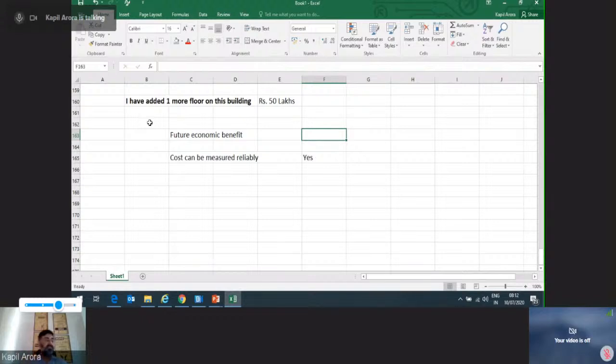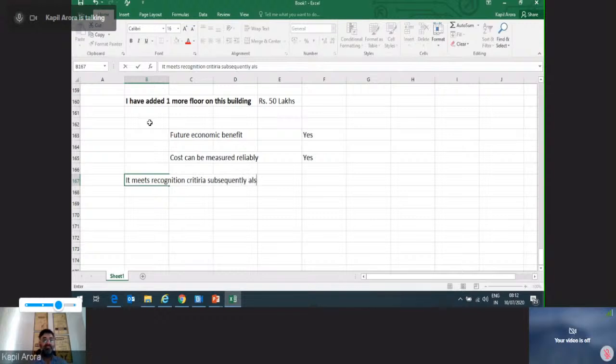Once the extra floor has been added, it will definitely give the extra future economic benefit. When it gives the extra future economic benefit, it means it is going to be added in the value of asset. So it meets recognition criteria subsequently. Hope this is fine with everybody.